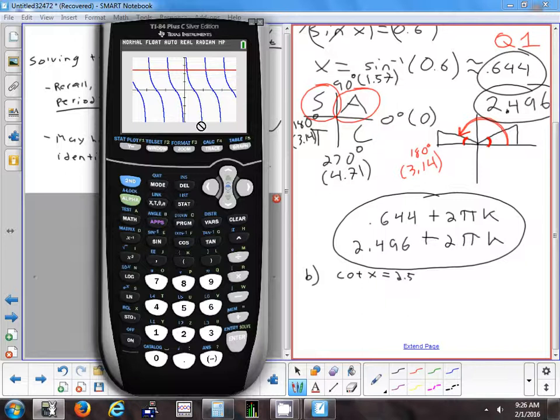All right, so how can I find where these two things cross? What do I have to press? Second calc, intersect. Do your guess. And it says they cross at point 0.381.